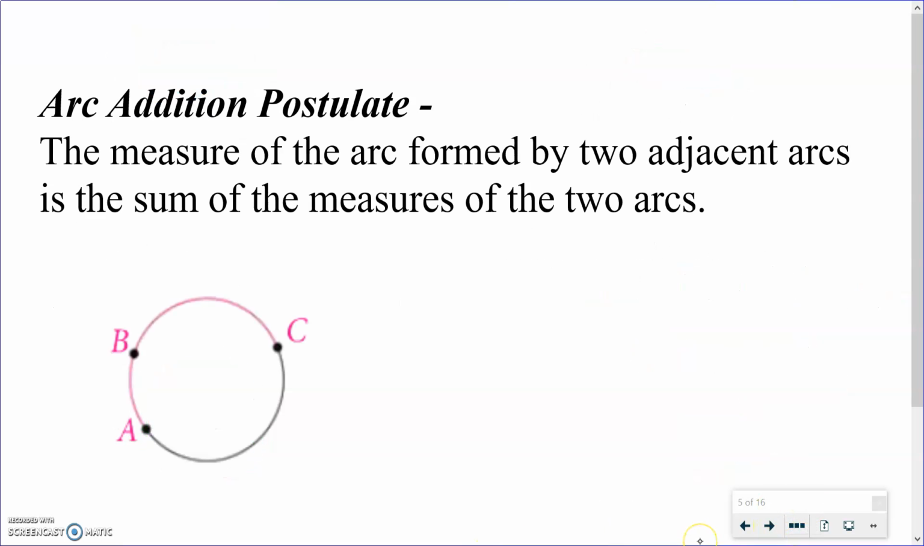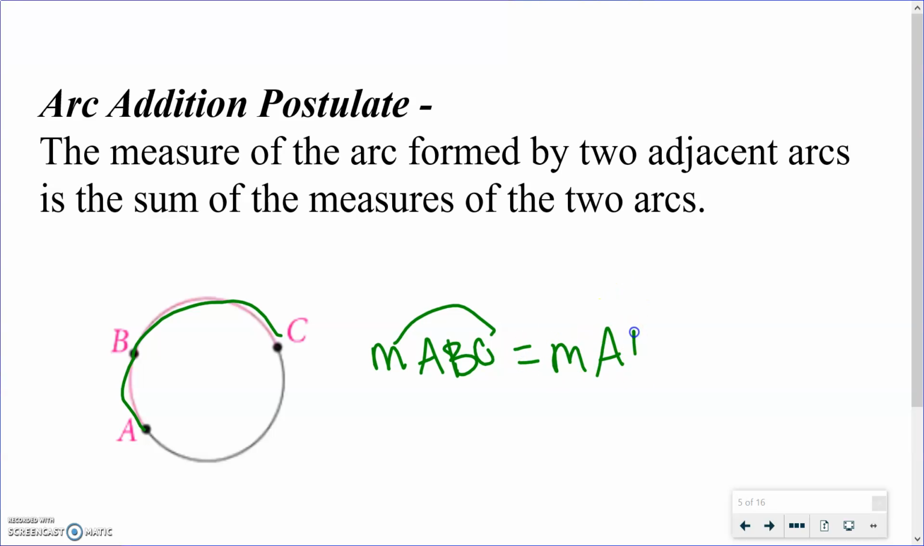Okay, the arc addition postulate says that the measure of the arc formed by two adjacent arcs is the sum of the measures of the two arcs. If you think back to our angle addition and segment addition postulates, it's the same, just with arcs. It's saying if you take two smaller ones and add them together, you get the whole thing. So arc AB plus arc BC gives us arc ABC. The measure of arc ABC, and this is the notation, equals the measure of arc AB plus the measure of arc BC.